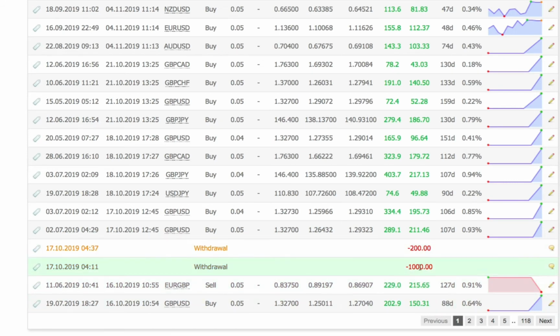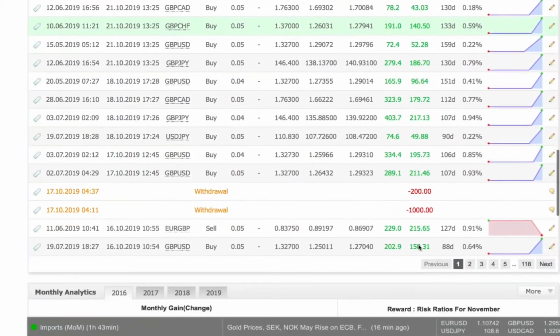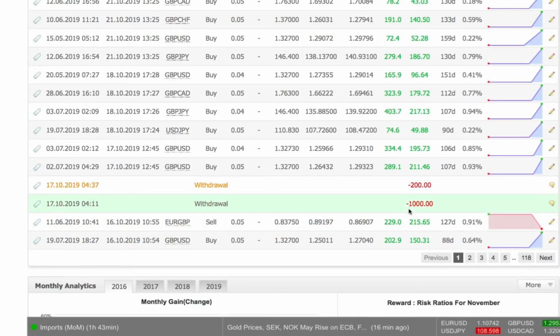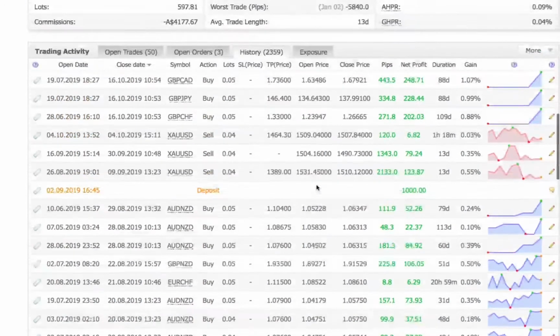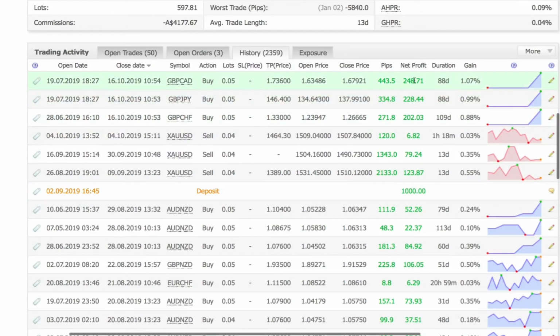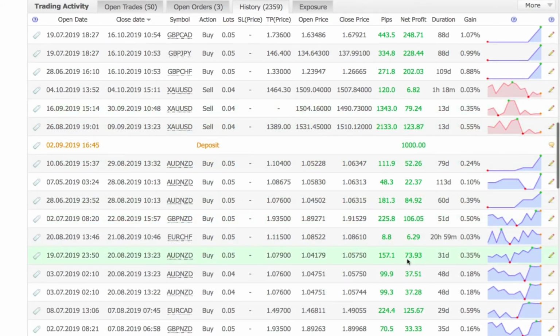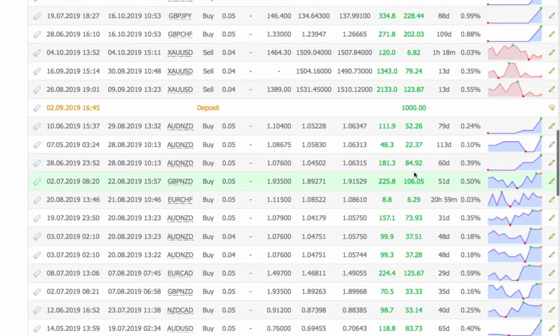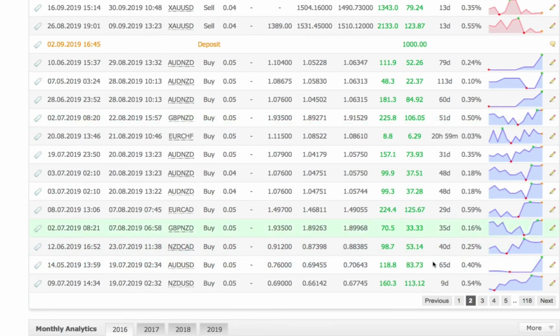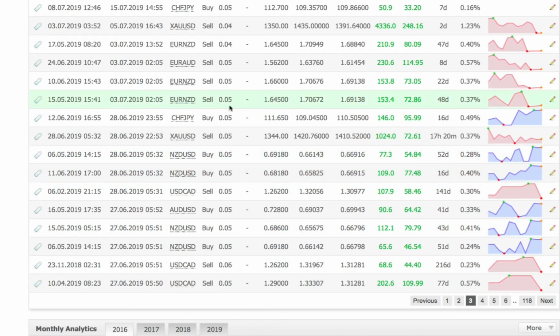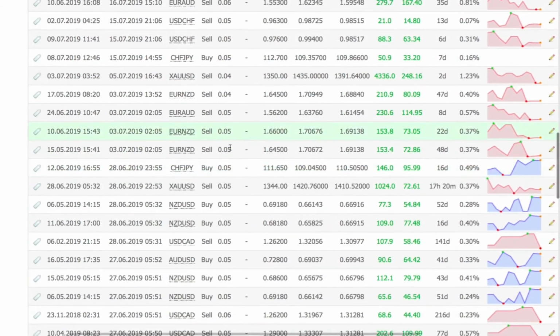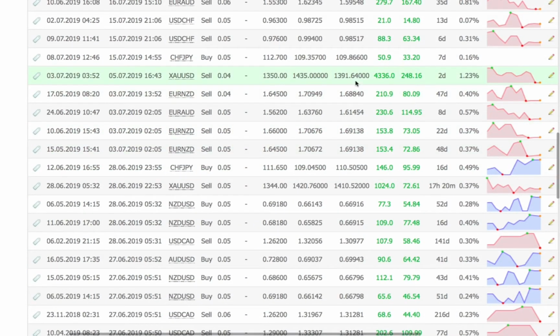I have withdrawn 1,000 here, 200 there. Second page, $248 from Pound CAD, $228 from Pound Yen. Small trades here and there, a couple of hundreds, nothing significant. But mind you, these are lot size 0.05, not a big lot size. Then $248 from gold. I sold gold in that case.